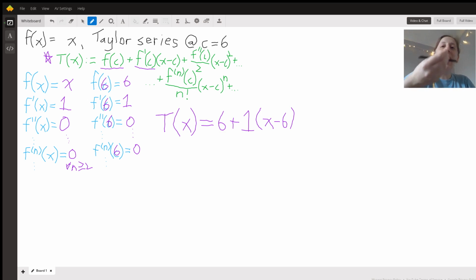If I can make a series, let's look at the pattern of this series. I've got just a constant, and then a constant times x minus c. That's just going to be a linear term. The next piece here is just a constant times a quadratic term. Every piece of this is just a constant times the next power polynomial.